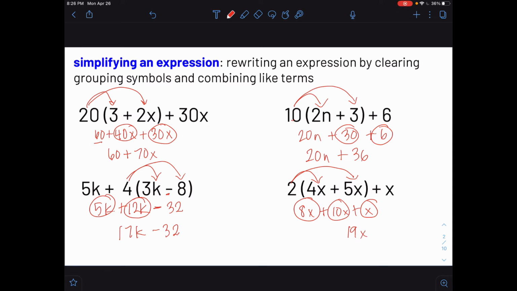So we simplify an expression by first clearing out any grouping symbols and then combining like terms, making sure we keep them in the same order that they appear in the expression.